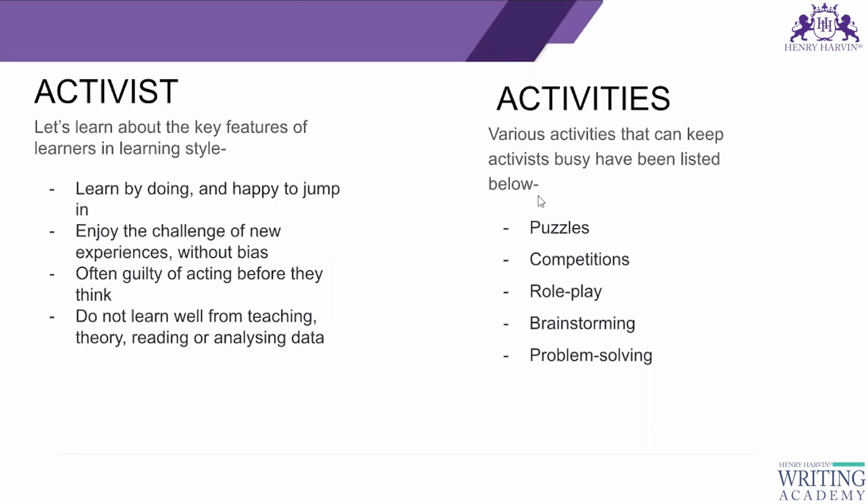Activists are often guilty of acting before they think. They start doing things, and do not learn well from theory, reading, or analyzing data. These people are more fond of activities and practical things rather than theoretical aspects or analyzing data. Why we are explaining these two models is that in the previous model, Kolb's model, the divergent and converging styles are a different case.